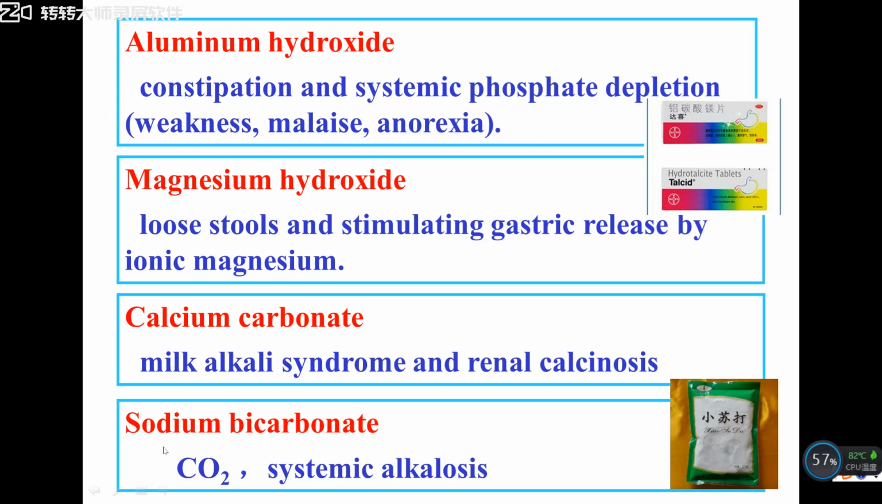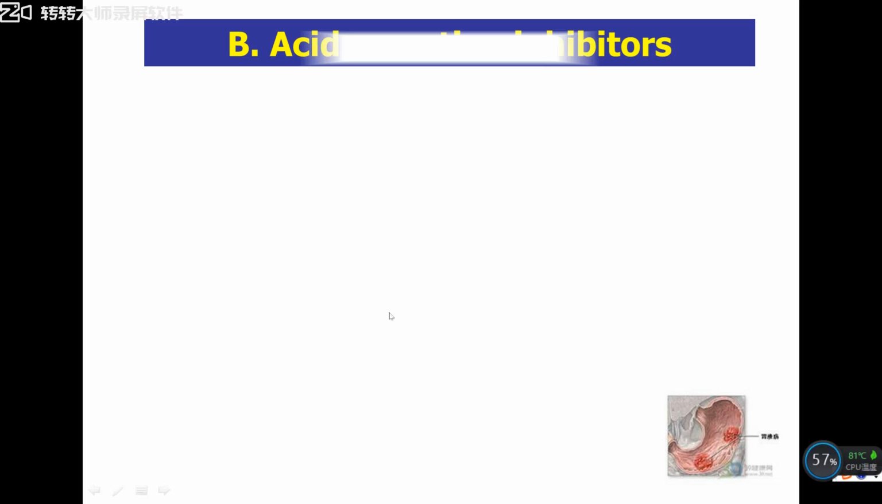Someone's stomach... they use sodium bicarbonate. Maybe they don't have anti-ulcer agents, but we have bicarbonate in our kitchen. So we use this drug. But this drug neutralizes gastric acid and then releases carbonate ions, so it may induce systemic alkalosis. The first kind is antacids. The most widely used drug is aluminium hydroxide.